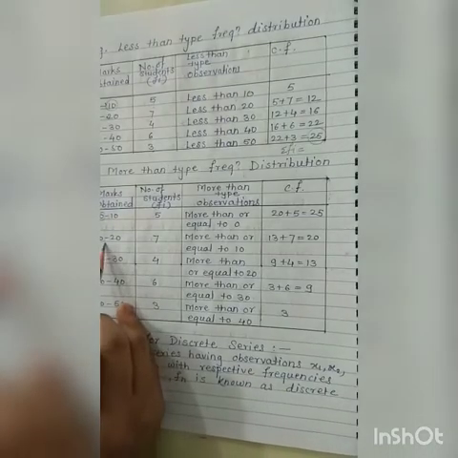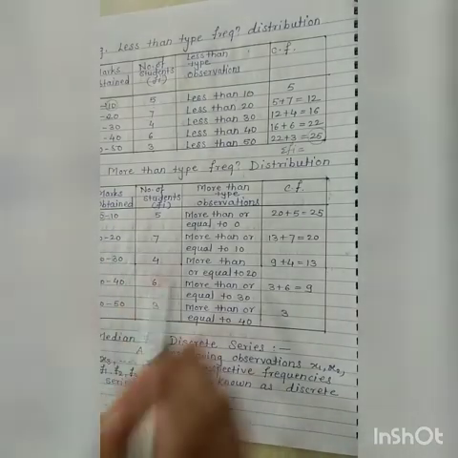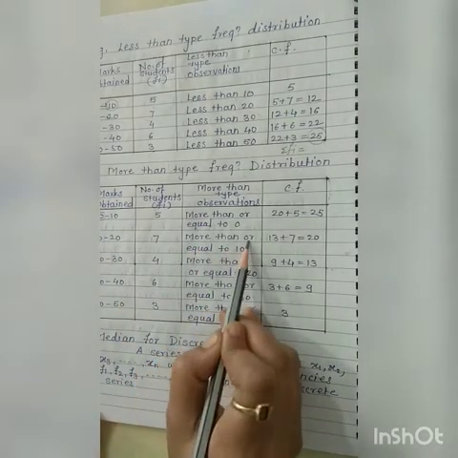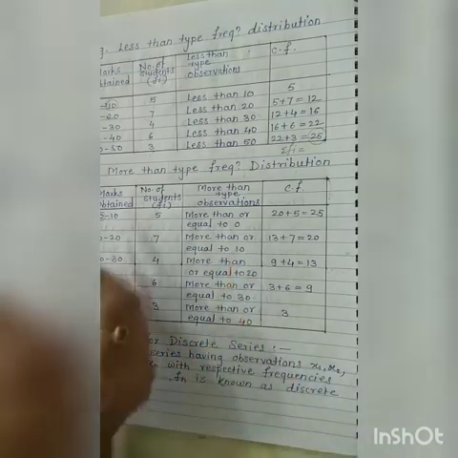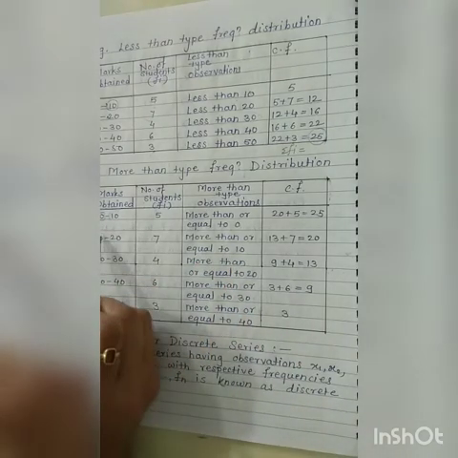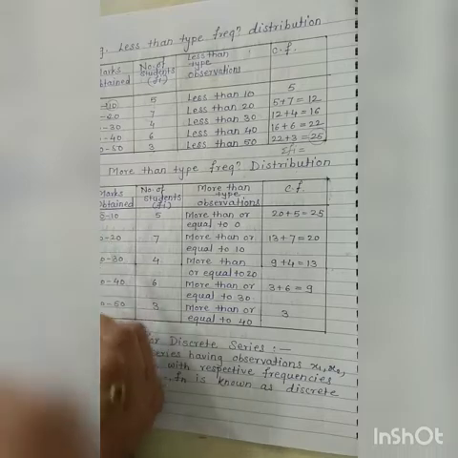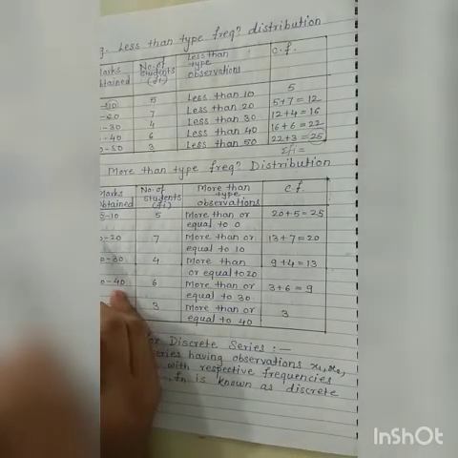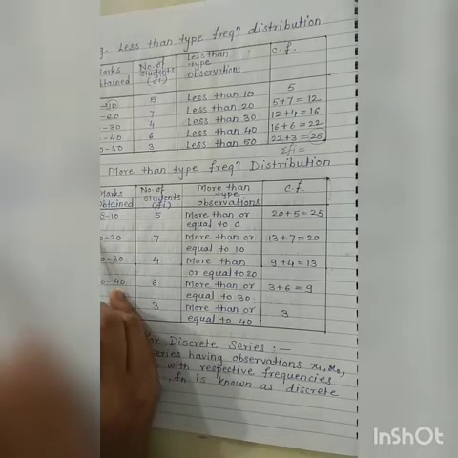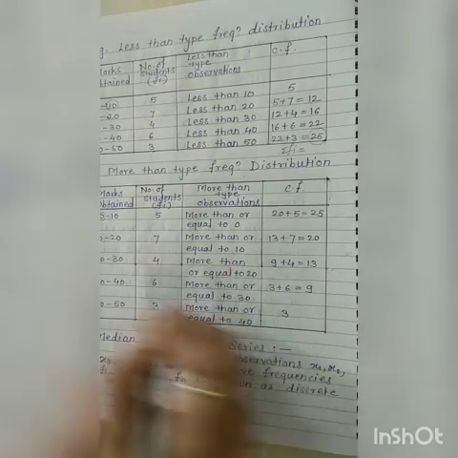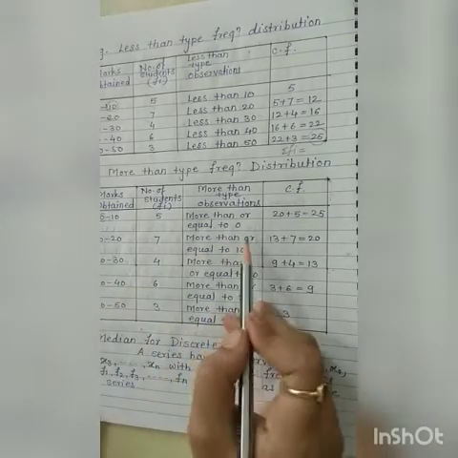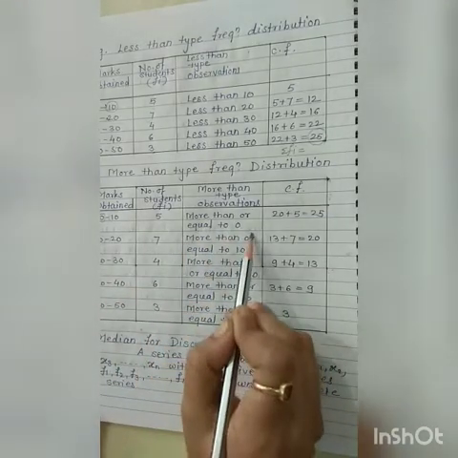Now for the next class interval, more than or equal to 10, because this 10 we are going to consider in the next class interval. So the more than type observation is like this: more than or equal to 10. So from 10 to 19 is included in this class. So we are going to write it like this.